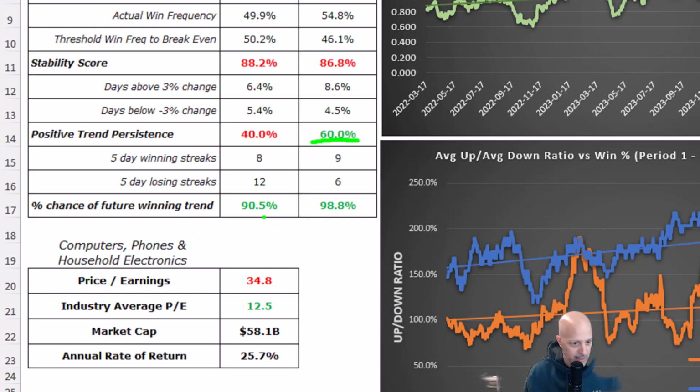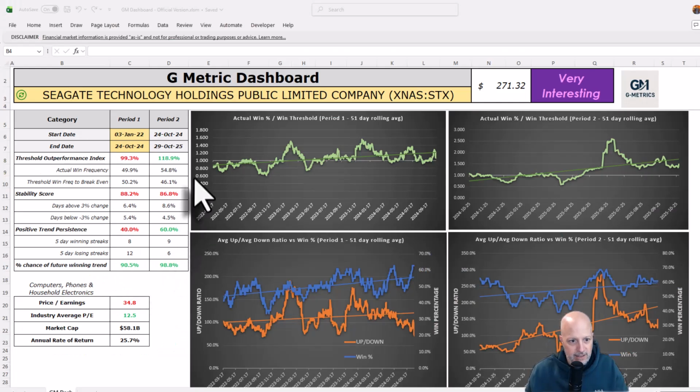The next thing we're going to look at is the percent chance of a future winning trend. This is my favorite metric of the bunch and the one that I really use to highlight stocks that could be a potential buy for me in my portfolio. So let's back out a little bit. I'm going to escape out of here, and let's look at this first chart right here.